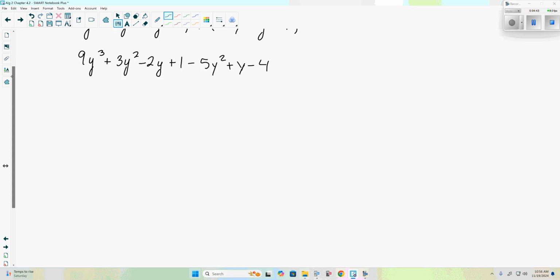Now at this point here, we're going to combine like terms. So we can start with 9y cubed. Is there any other y cubed terms? No, so it's just going to stay 9y cubed.